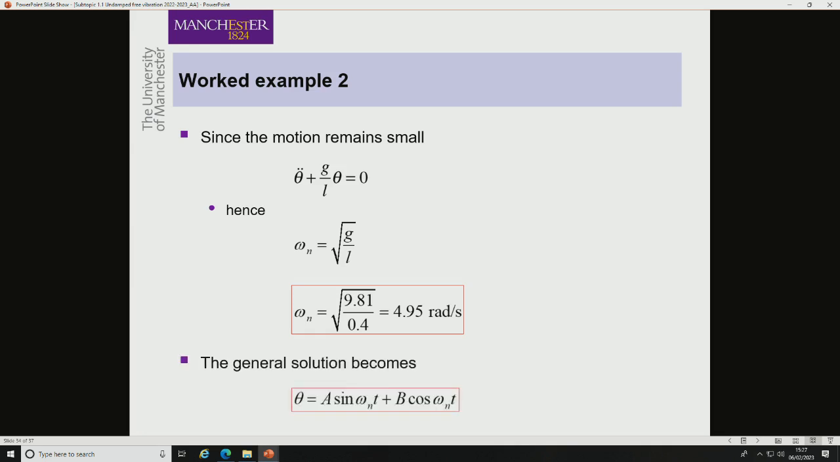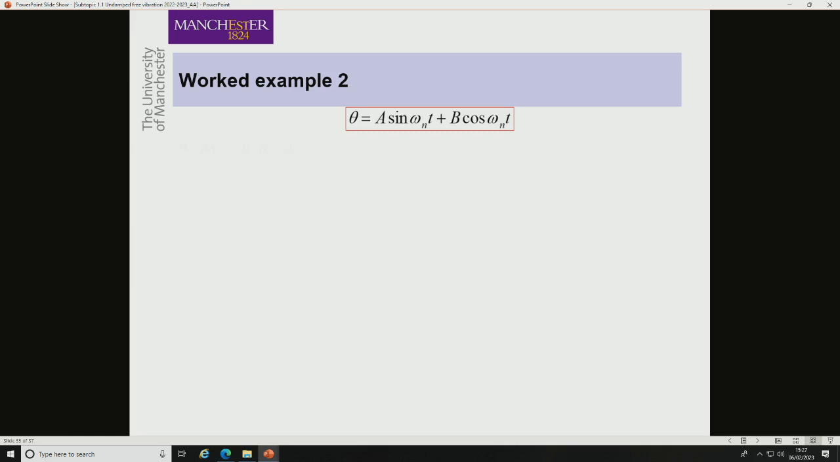And our general solution, normally we had x, but now our coordinate is defined by theta. So now our general equation becomes this one. And then from this equation, first obviously we need to find out the A and B. What were A and B, guys? Integration coefficients, integration constants, whatever.